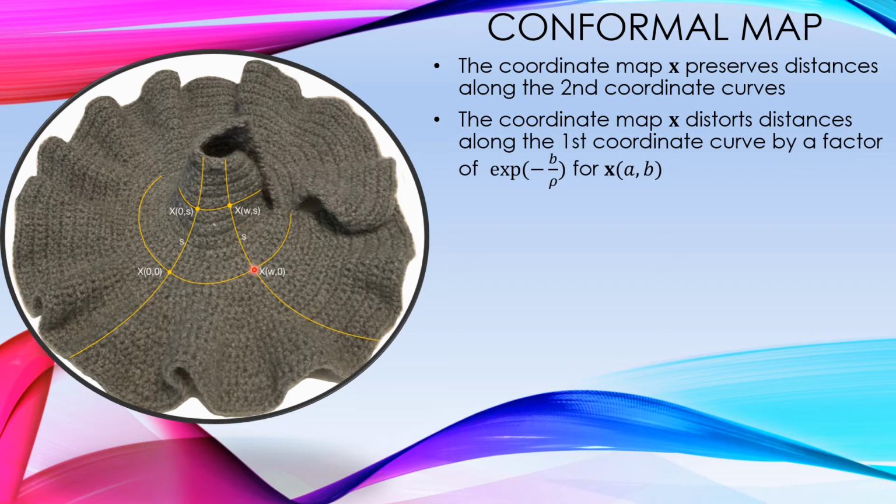The coordinate map x, though, does distort distances along the first coordinate. So if we go from 0, 0 to w, 0, you'll see that that distance is not preserved as we move along from 0, s to w, s. In fact, the distances along the first coordinate curve are distorted by a factor of e to the negative b over rho for some point x of a, b.